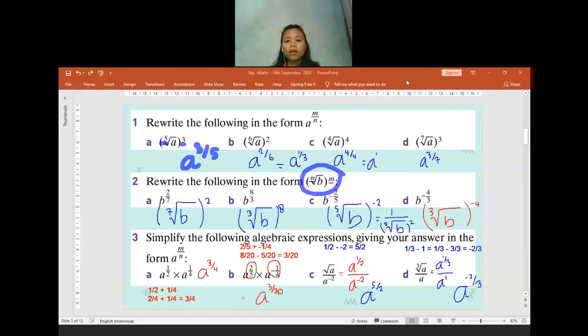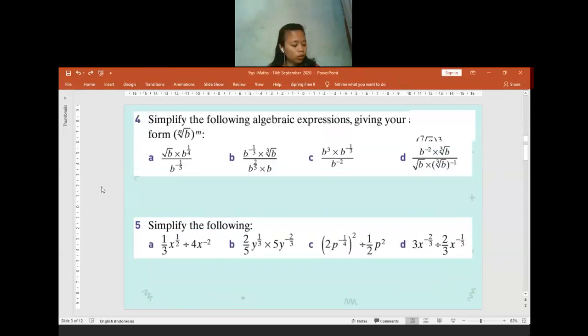For question 4, it's in your textbook, page 125. We have to simplify this calculation and represent the answer in root form. If you get confused making it into root form, it will be better to change everything into fractional indices first. Because when it is already fractional indices, it will be easier to simplify all of the indices. After you get the simple fractional indices, you can directly change it into root form. So let us change it.